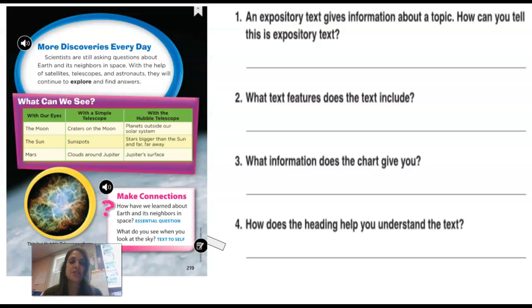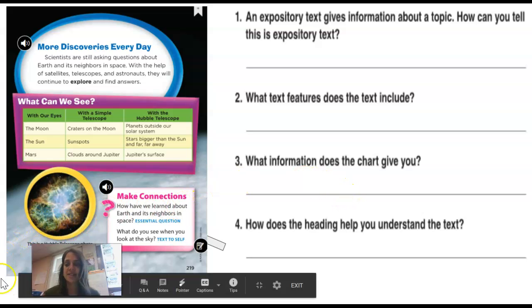What text features does the text include? We're going to, again, identify those text features. What information does the chart give you? How does the heading help you understand the text? Let's go into our text and read it for the gist together, identifying features of an expository text.